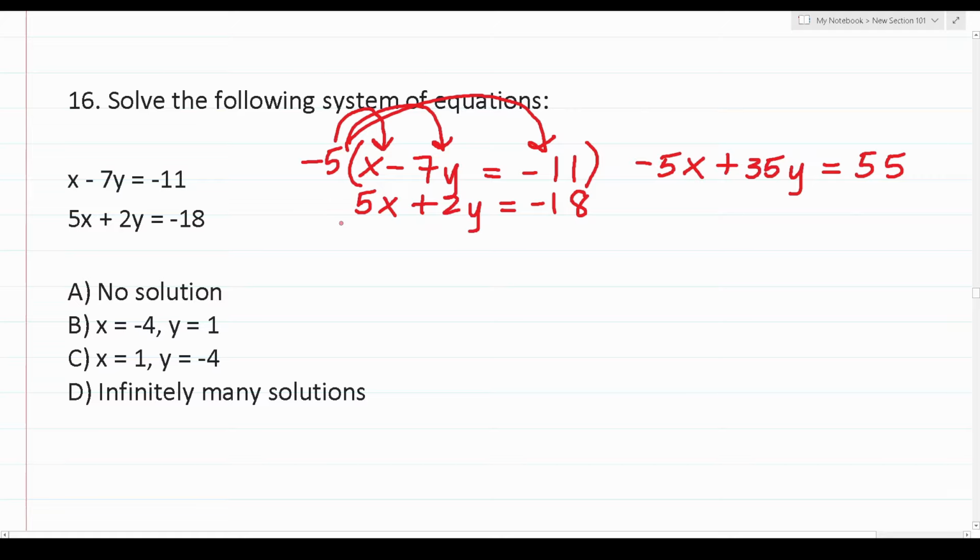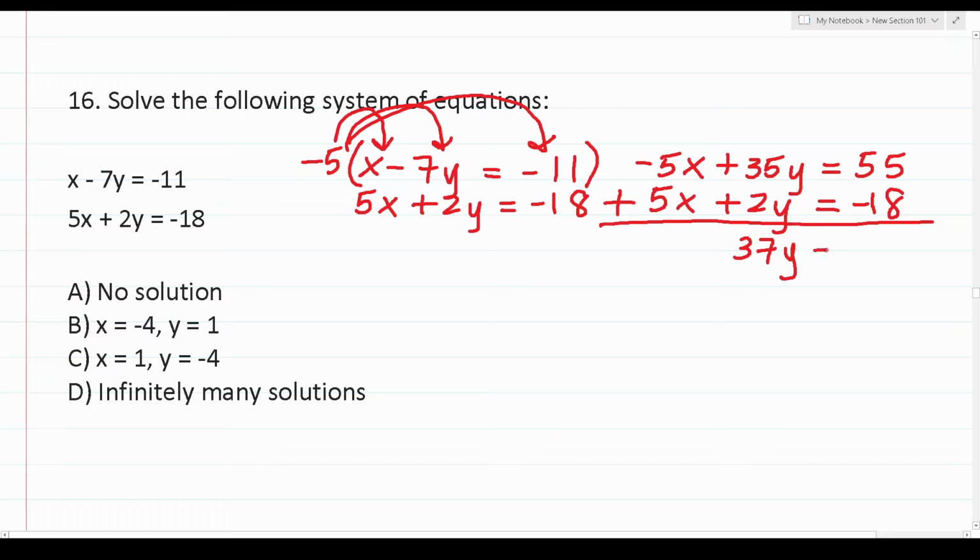And we're going to be adding that to this second equation, notably 5x plus 2y equals negative 18. All right, let's add these together. Negative 5x plus 5x is nothing, so it's eliminated. And then we have 35y plus 2y, which is going to be 37y. And then we have 55 minus 18. Again, so as not to make any mistakes, I'm going to work that off to the side. We have 55 minus 18.